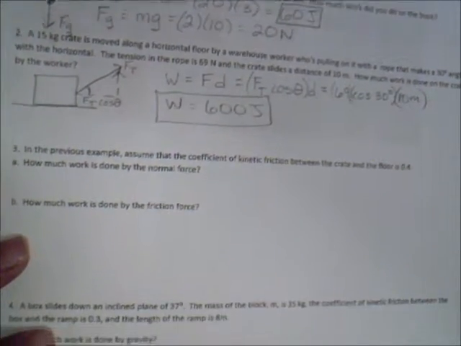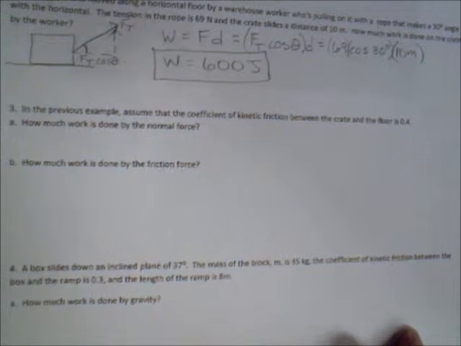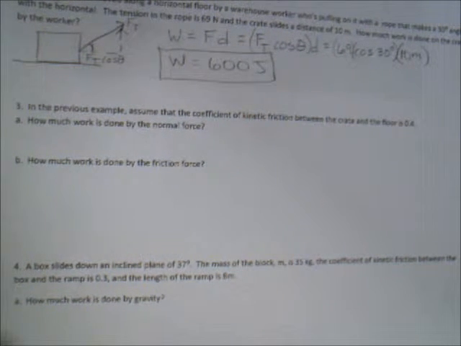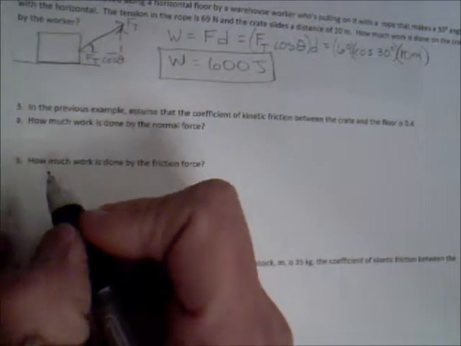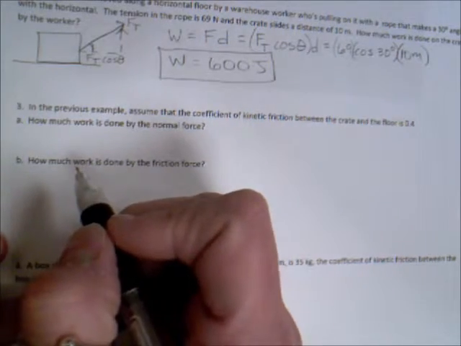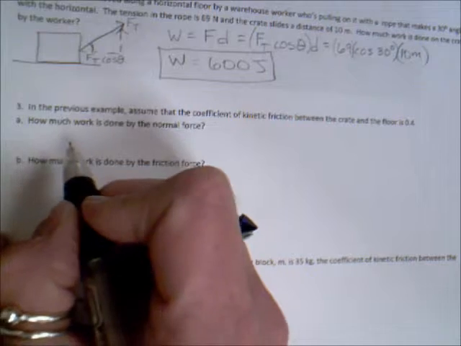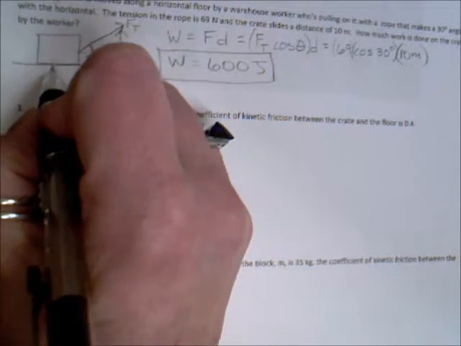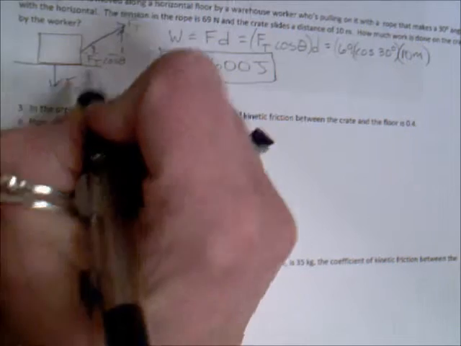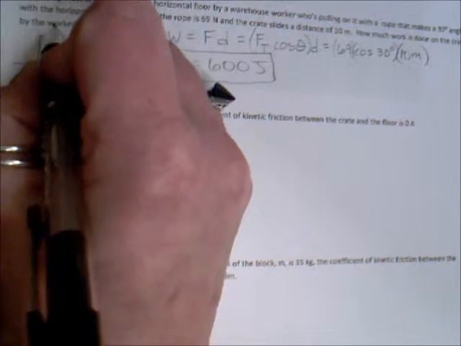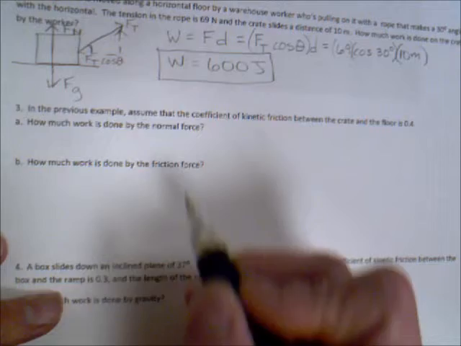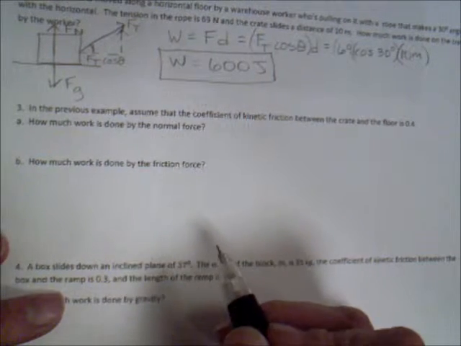Number 3. In the previous example, assume that the coefficient of kinetic friction between the crate and the floor is 0.4. How much work is done by the normal force? So we take a look at this picture right here. We have a force of gravity. We have a normal force, and it wants to know how much work is done by the normal force.